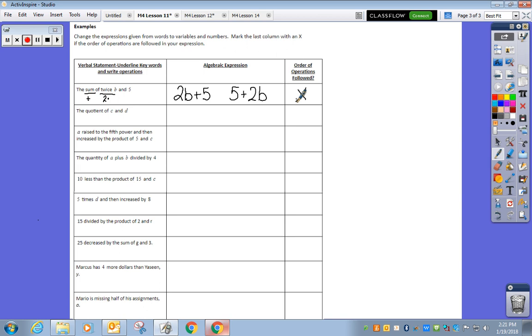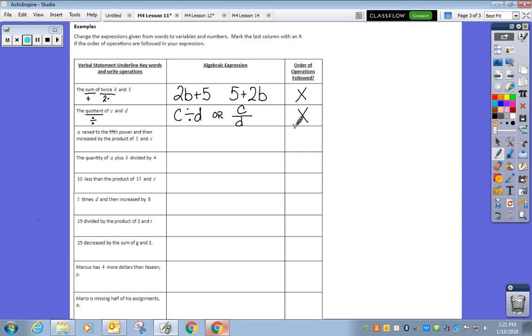The next one says the quotient of C and D. Quotient is the answer to a division problem. When it's written like this, it's telling us the order in which we're dividing. So if it says the quotient of C and D, that means in that order we're dividing. So C divided by D. We can use the division symbol. More likely, we're going to see it written as C over D. That fraction bar, remember, means divided by, so C divided by D. There's only one operation here, so we did follow the order of operations.